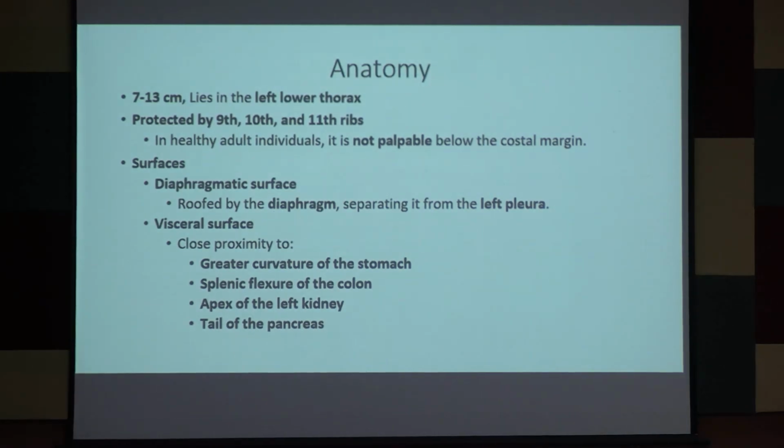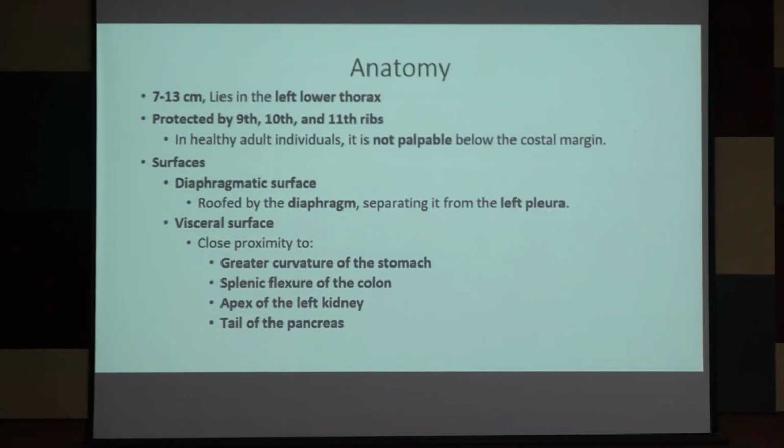There are two surfaces of the spleen: the diaphragmatic surface and the visceral surface. The diaphragmatic surface is roofed by the diaphragm, separating it from the left pleura. Now the visceral surface is in close proximity to the greater curvature of the stomach, the splenic flexure of the colon, the apex of the left kidney and the tail of the pancreas, which is in close proximity to the hilum of the spleen.